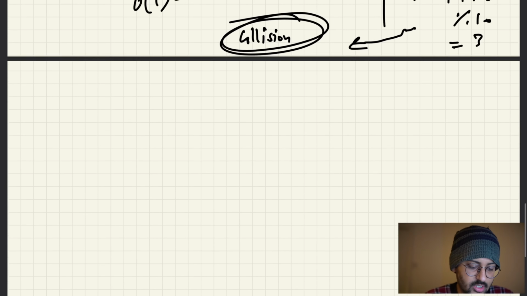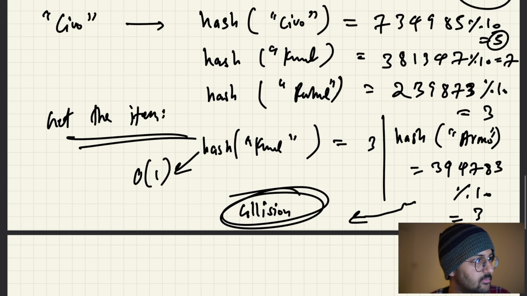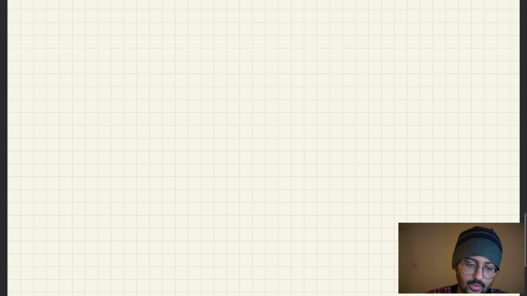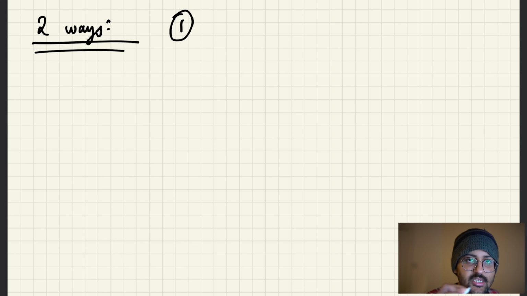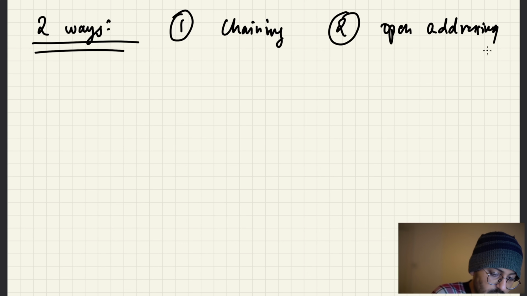There are ways to deal with collisions also. Let's see. Okay, so how do we deal with collisions? And by the way, these are known as hash functions that I have over here. This hash function is just modulo by the array size. But there are multiple hash functions that we'll look into right now. So for collisions, there are two ways to resolve them. Way number one is chaining, and way number two is open addressing.